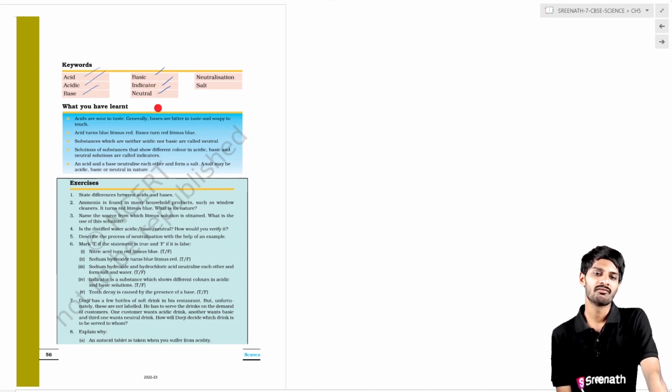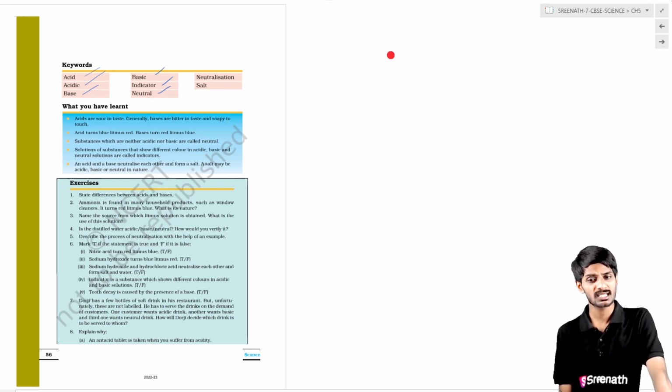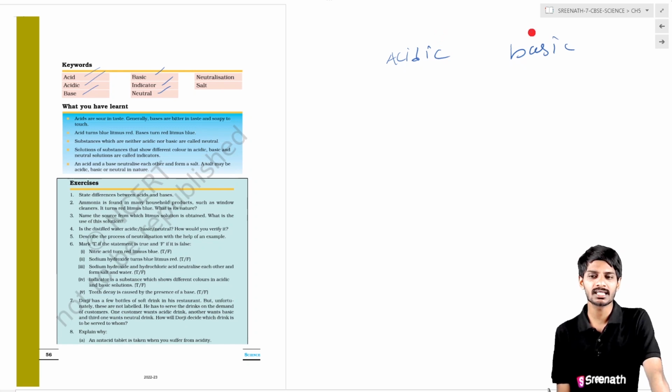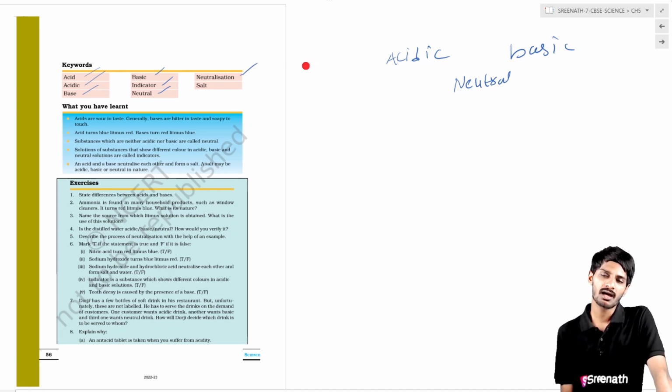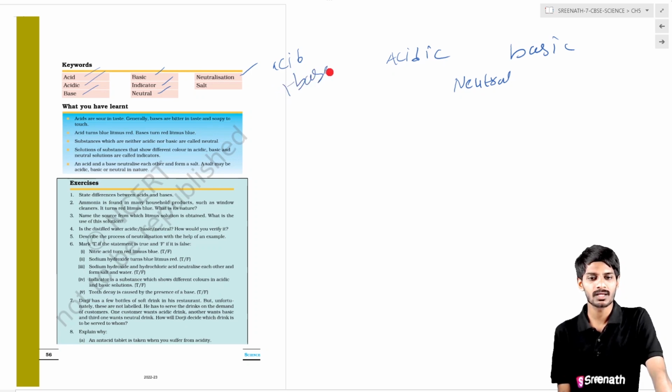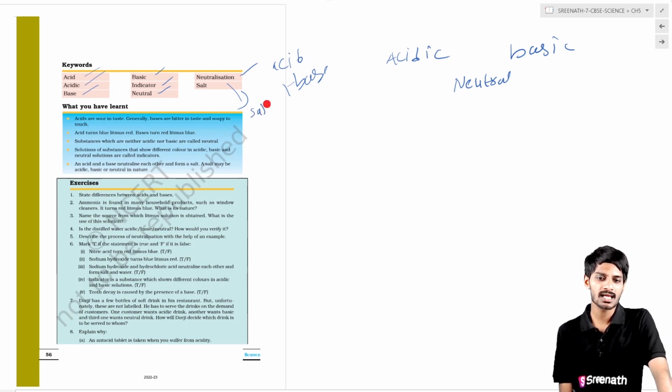And what is neutral? Acidic nature is one, basic nature is one. If it has neither acidic nature nor basic nature, then we call it neutral. It does not have acid properties or basic properties. What is neutralization? The reaction between acid and base is called neutralization. What is salt? Whenever there is a neutralization, a new substance is formed. That substance is called salt.